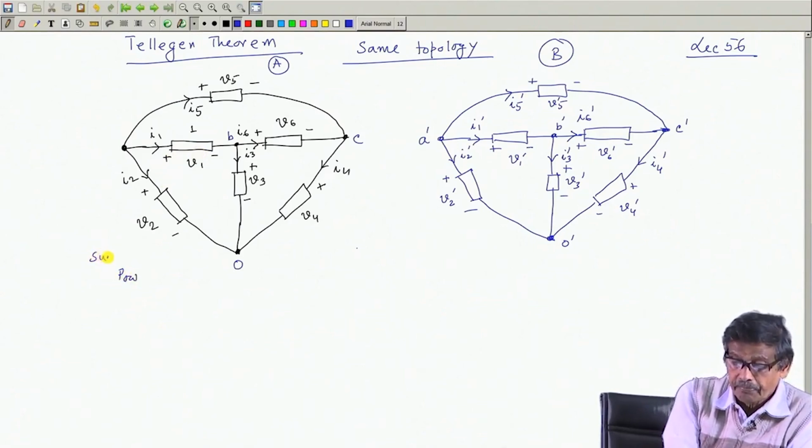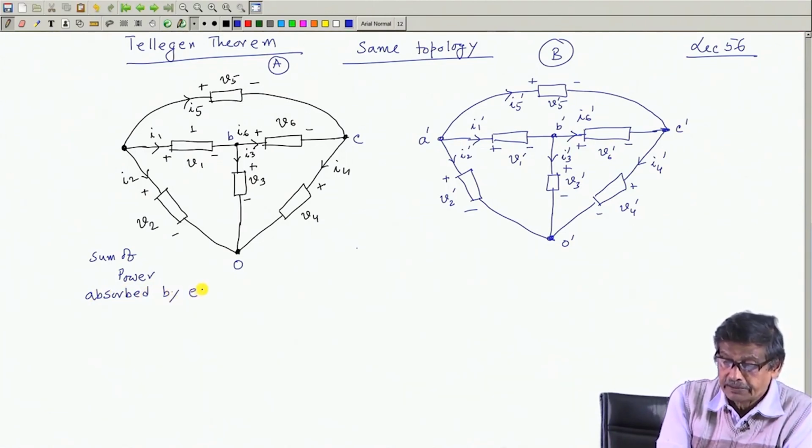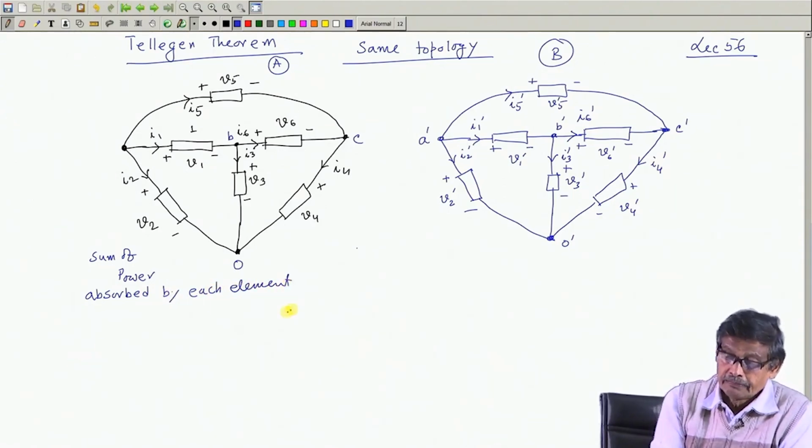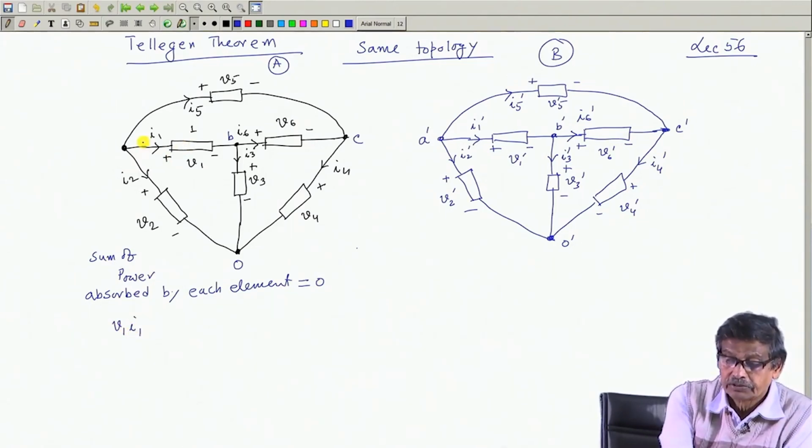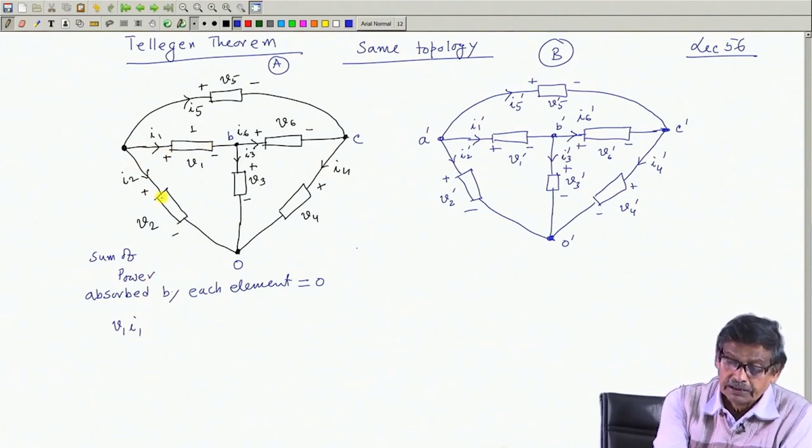Now, what is the power absorbed? Sum of power absorbed by each element must be 0. What is that? Power absorbed by element 1, V 1, I 1. So, plus, the current is entering. Is element 2 absorbing power based on the voltage polarity and the current direction? Yes, it absorbs. So, plus V 2 I 2.